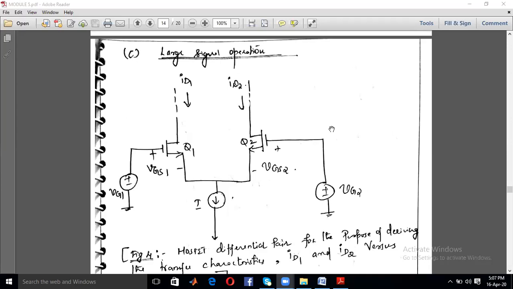Anybody? How many inputs are there for the differential amplifier normally? Only one or two or three, four? What is the answer? Two, sir.